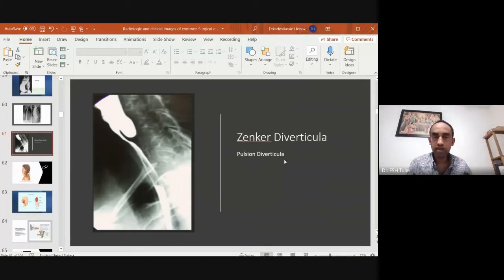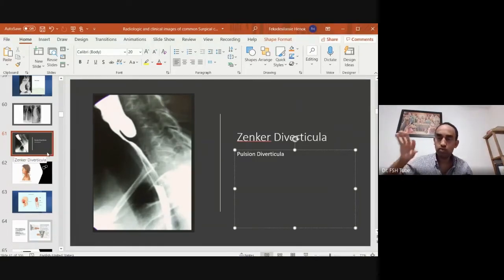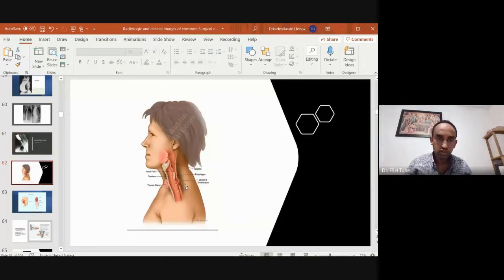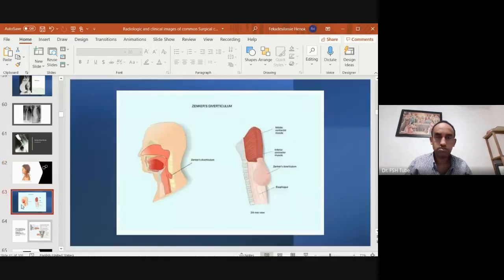It's also called pulsion diverticula, or it's also called pseudo diverticula because it's a false diverticula. It's not a true diverticula. Only the mucosa and the submucosa are protruding, okay? So you see this? The diverticula is here, it's in the neck. Sitting in the neck.